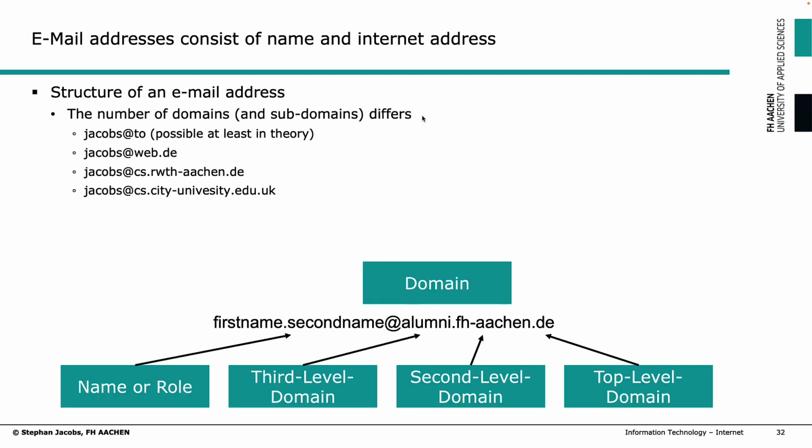So what does an email look like? Some of those things you know. An email address is composed of a name or a role, everything before this @ symbol, and then you have this @ symbol. After that you have the domain, which often is composed of third-level domain, second-level domain, and top-level domain. So you can easily identify your email at the FH Aachen in this concept.